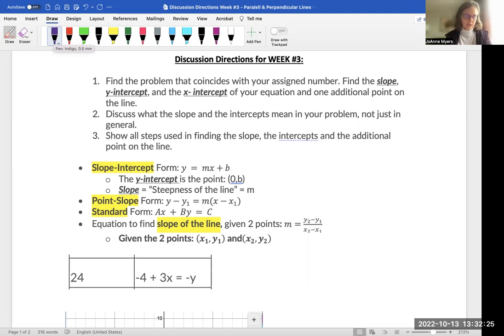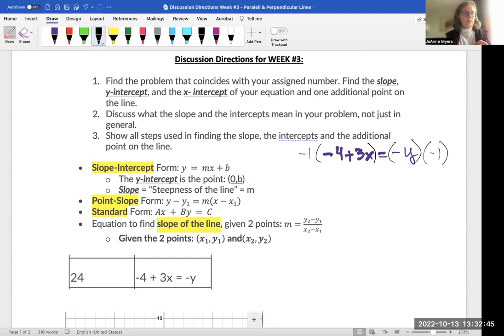So here's my equation, -4 plus 3x is the same thing as -y. I prefer to have this in slope-intercept form. It's what I'm most familiar with. By the end of this course, it should be, and hopefully will be, one that you are most familiar with.